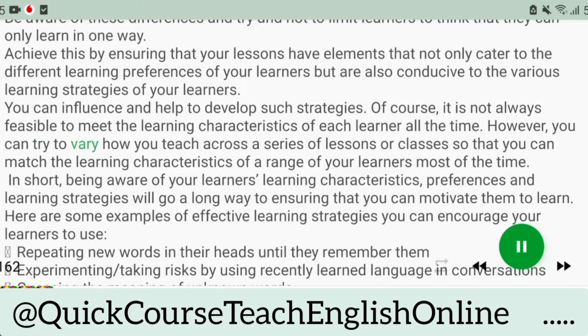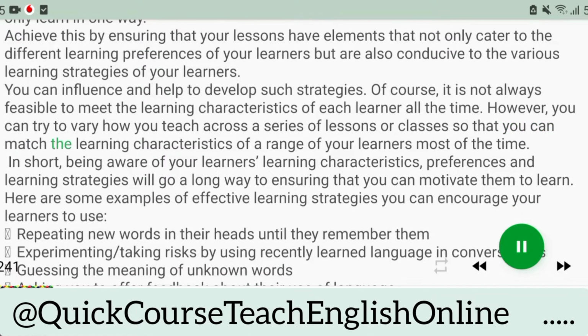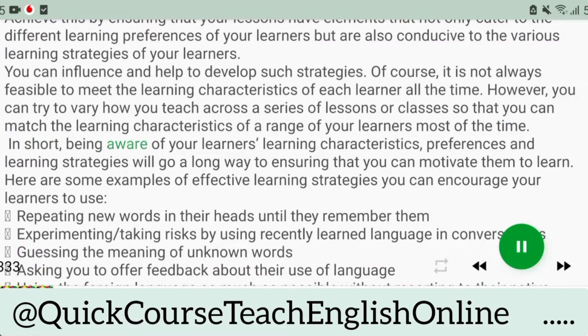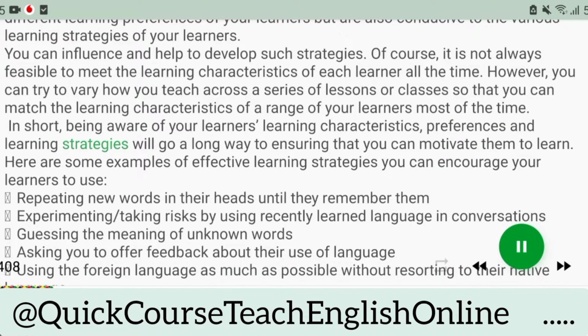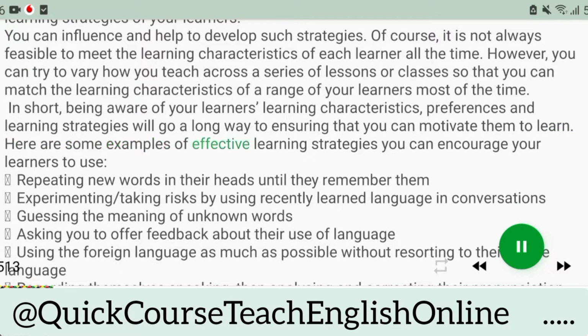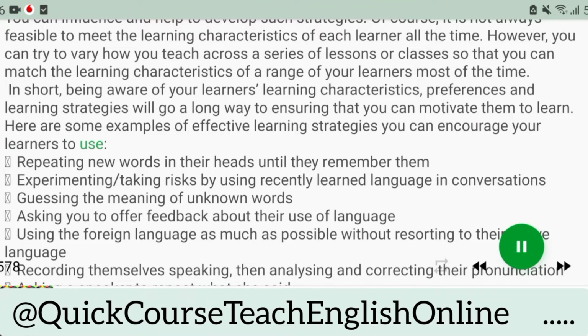However, you can try to vary how you teach across a series of lessons or classes so that you can match the learning characteristics of a range of your learners most of the time. In short, being aware of your learners' learning characteristics, preferences, and learning strategies will go a long way to ensuring that you can motivate them to learn. Here are some examples of effective learning strategies you can encourage your learners to use.